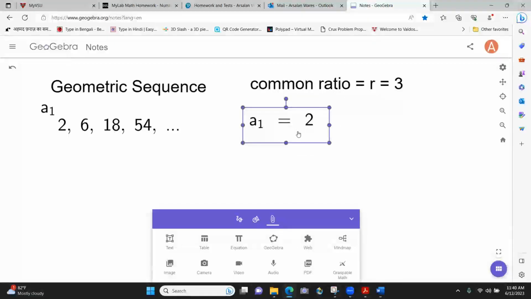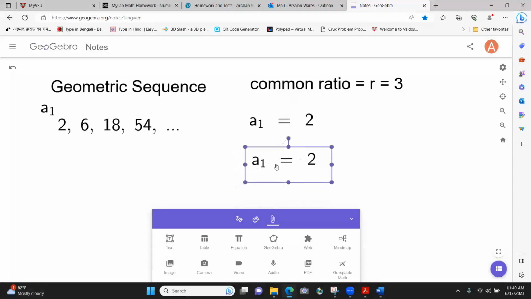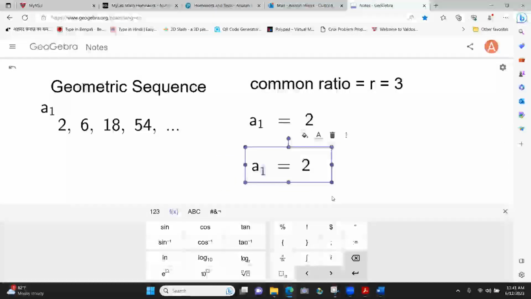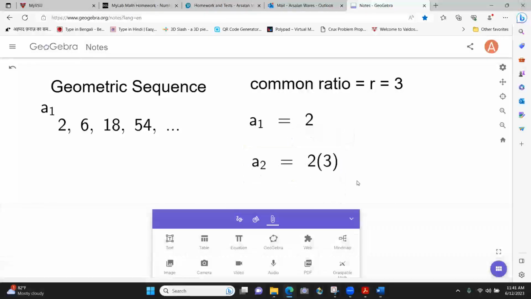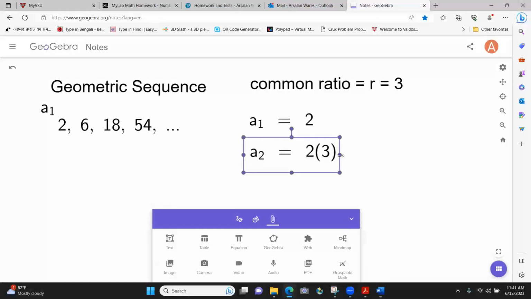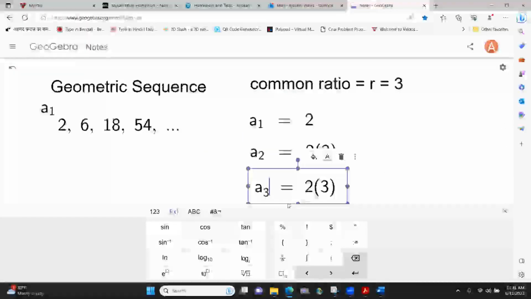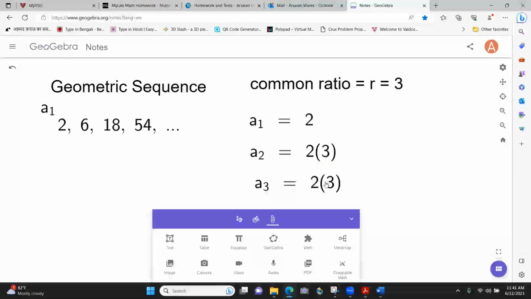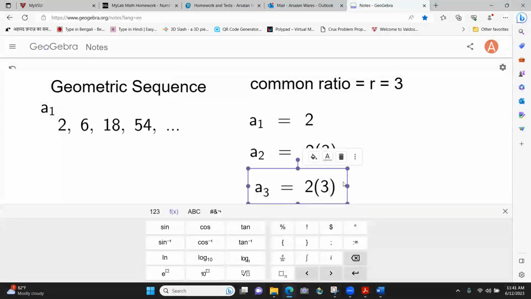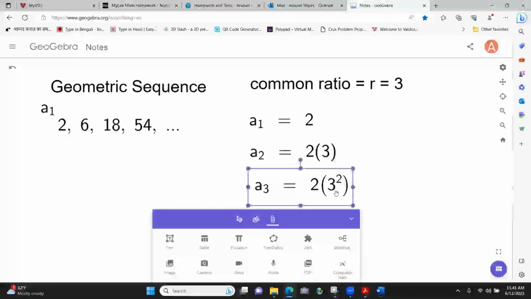All right. The second term is 2, which is the first term, times the common ratio, which is 3. Okay. The third term: the first term multiplied by the common ratio gives you the second term. You take the second term multiplied further by 3. So we're going to write it like this, with power 2. Take a look. How do you get 18? 3 times 3 is 9. 9 times 2 is 18.